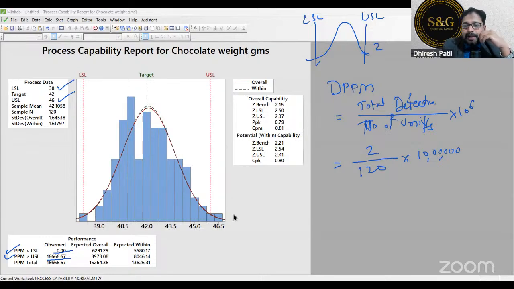That means it's very simple. If 2 chocolates out of 120 are defective, so in 1 million, how many chocolates will be defective? Are you clear? That is called PPM value. So what is PPM total? PPM total is nothing but how many chocolates on the lower side defective and how many chocolates on the upper side defective. So lower side, there is 0 defective, upper side 16,666. So if you add them up, you will get PPM total like this. Clear? Everybody got this? Just type yes in the chat box.